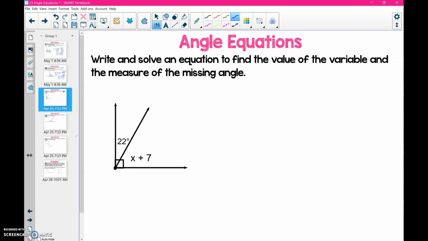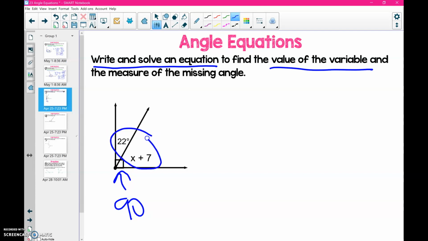So we want to write and solve an equation to find the value of the variable, okay? So this answer is not going to be what our entire angle is going to be, okay? We want to figure out what the variable is, and then we'll substitute that in to figure out how much the actual angle part is, okay? But we know that because of this right here, this is going to be 90 degrees. And I know that if I put these two together, it's going to equal that, okay?